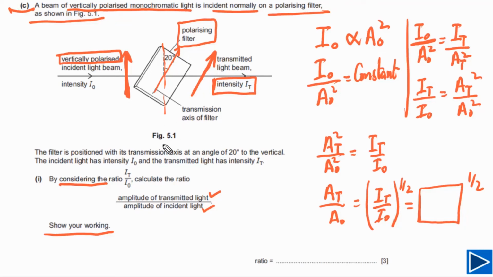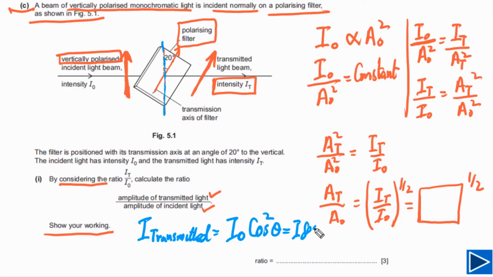According to Malus's law, IT means intensity of transmitted light. So we can say transmitted light, IT, is equal to intensity of incident light, so I will be writing I naught here for incident, times cosine square theta. Theta is the angle between the vertically polarized light, meaning the polarized light, and the transmission axis. And the angle in this case is given, that is equal to 20 degrees.